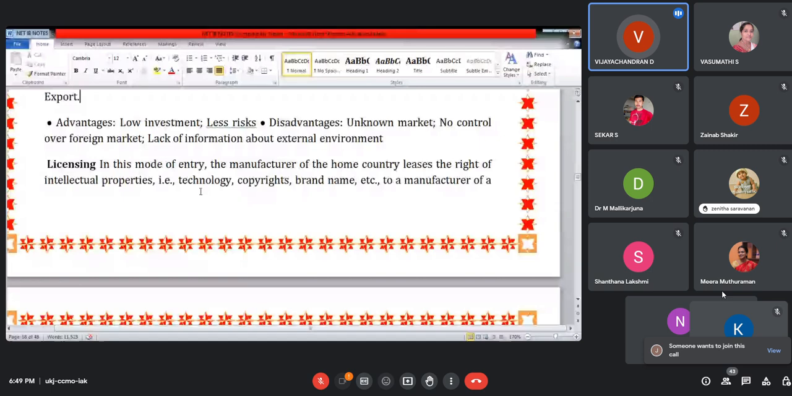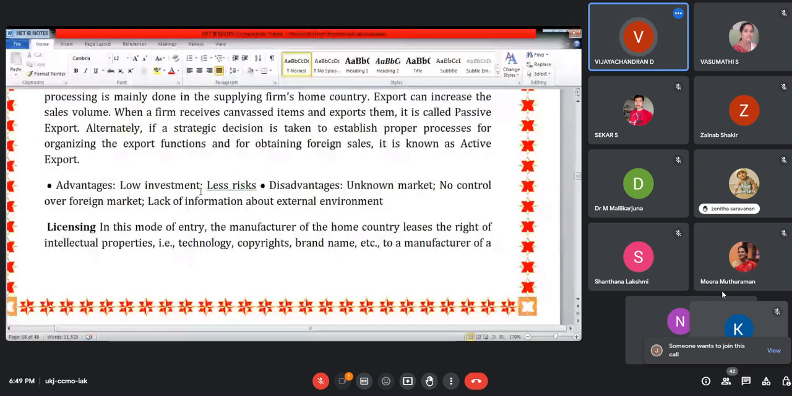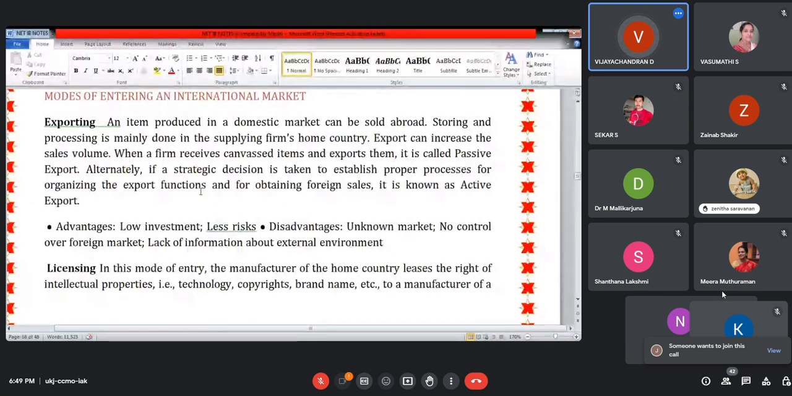But the disadvantage is that you have not studied the need for the product. You are simply selling the product sold in the local market, without any modification or change, in the foreign country. So that is the disadvantage. The market is not studied well, it is an unknown market, there is no control over the foreign market, and there is a lack of information about the foreign market environment. These are all the disadvantages regarding exporting.